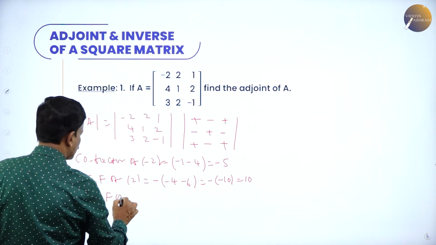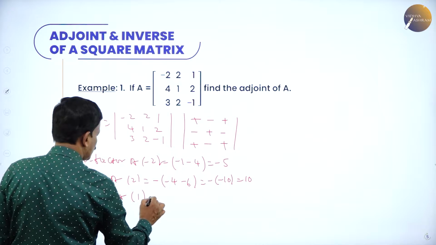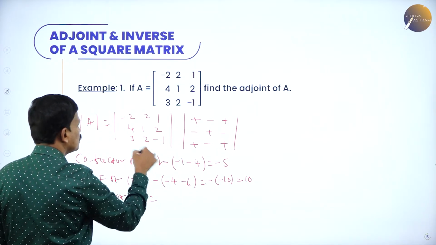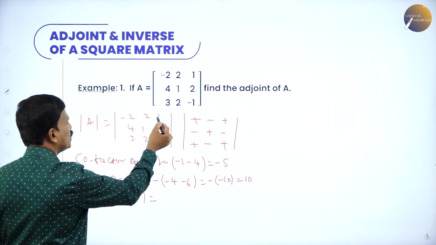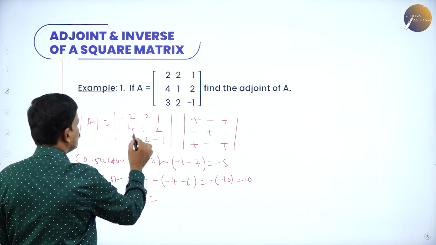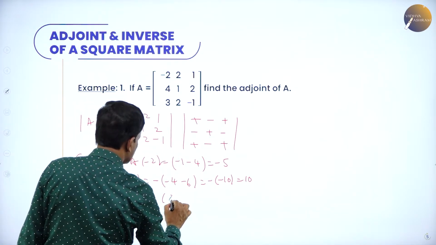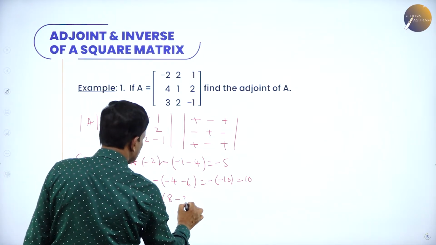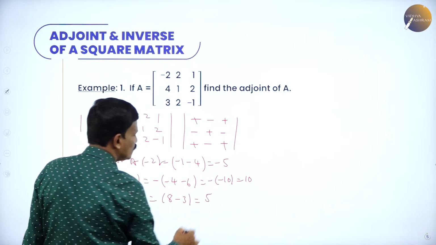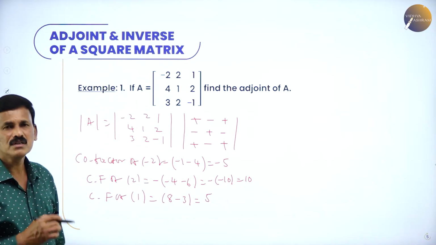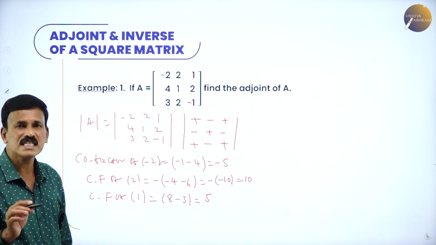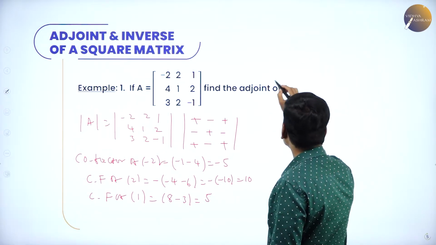Similarly, cofactor of this element 1. What is the sign? Positive. Delete the row and column containing 1. So 4 1 3 2: 4 2s are 8, minus 3 1s are 3, that is equal to 5. So these are the cofactors for the first row. Similarly for the second row and third row.